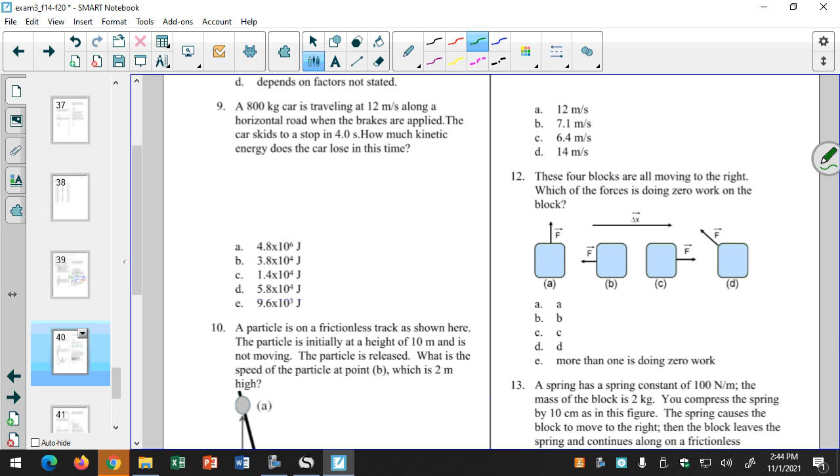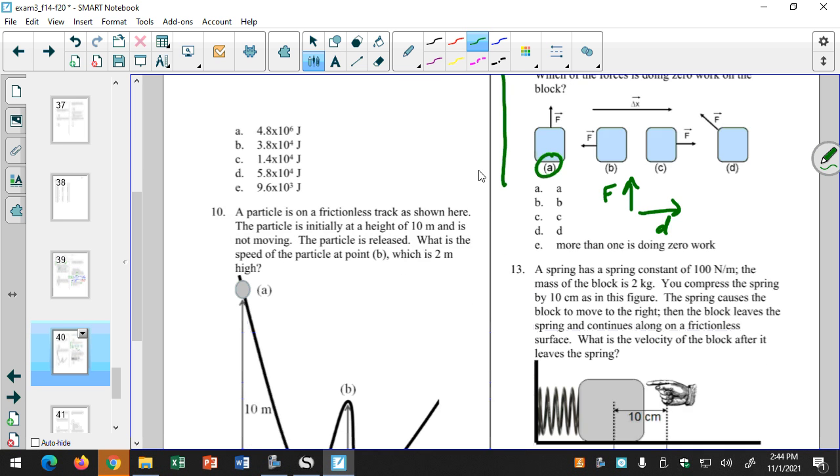How about this one? Which force is doing 0 work? That would be A. A is doing zero work because the force and the displacement are perpendicular.